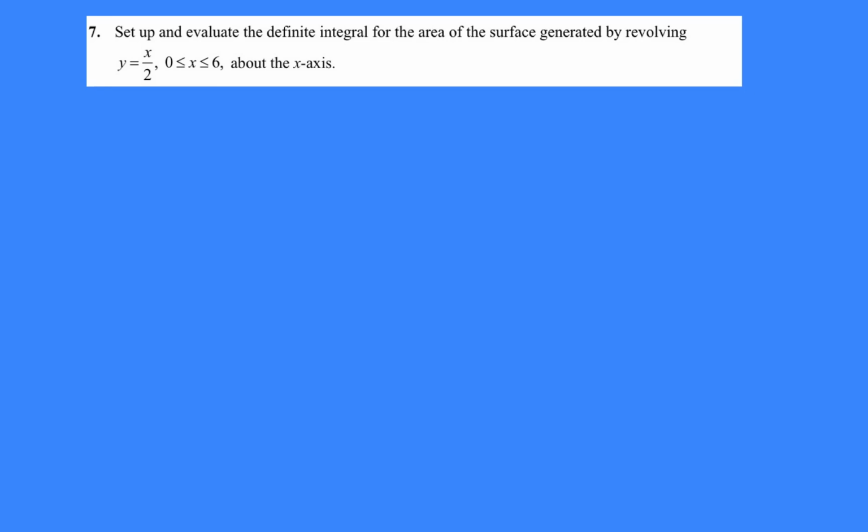Problem 7 says, set up and evaluate the definite integral for the surface area generated by revolving the function y equals x divided by 2 in the interval x equals 0 to 6. So y equals x divided by 2 is the function whose slope is 1/2. At x equals 6, the value of the function is 3, 6 divided by 2. So this is the point (6, 3), and this is the function. And it says by revolving through the x-axis.